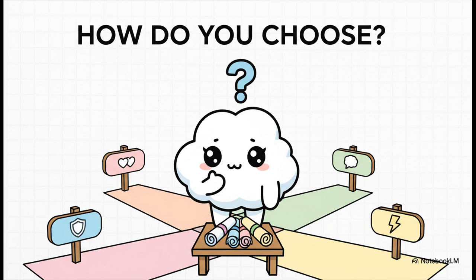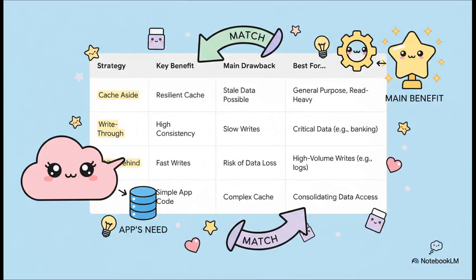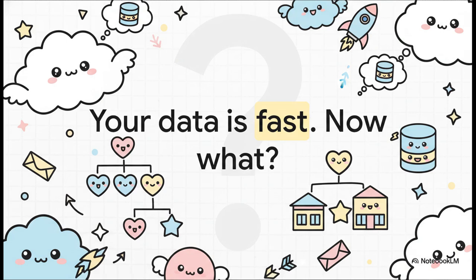Okay, that's a lot of options. So how do you pick the right one? Let's break it down. Think of this as your cheat sheet. Just match what your app needs most to the strategy's big benefit. So picking the right strategy is your key to a super fast app. Now, what are you going to build?